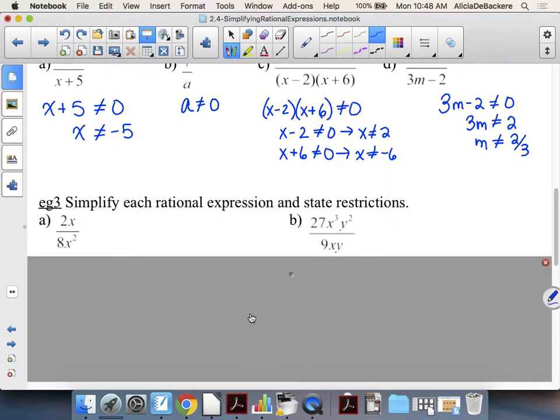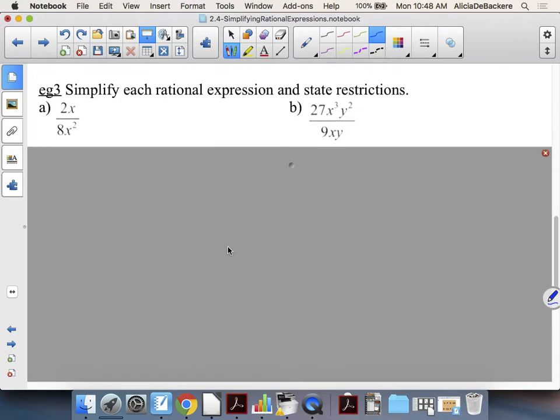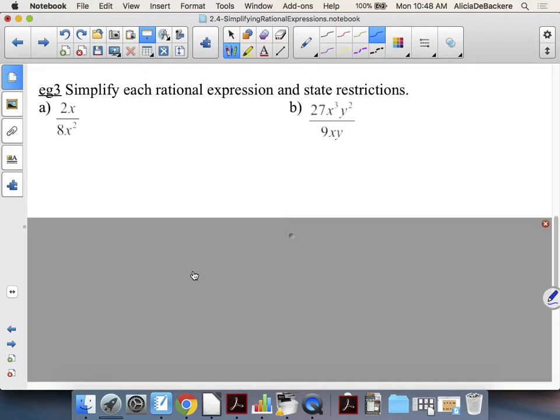For our next example, we're going to simplify each rational expression and also state restrictions. So this is kind of like our second warm-up, when we were trying to find factors that would cancel so that I get a simpler answer. So thinking kind of like lowest terms when we used fractions in elementary school. So here I've got 2x over 8x squared, and I'm looking for a factor that I can cancel on the bottom and the top. So first I look at the coefficients, and I've got 2 over 8. I know that I can reduce 2 over 8. That's the same as 1 over 4.